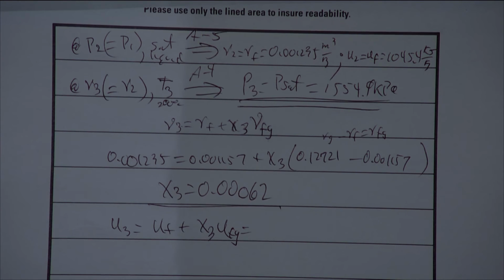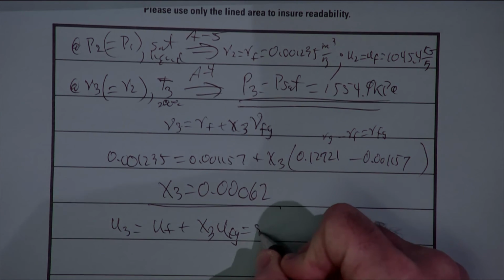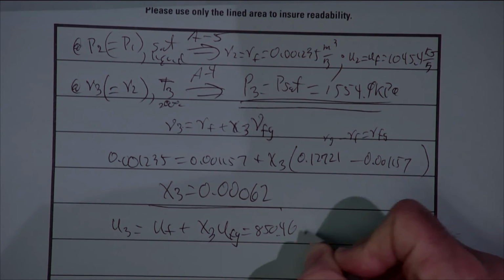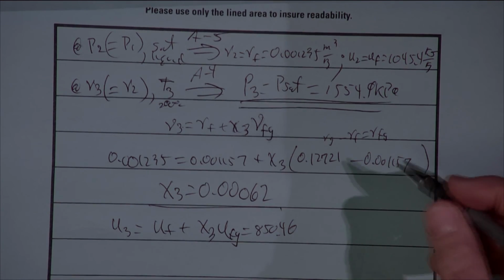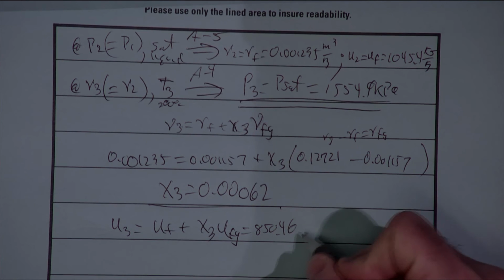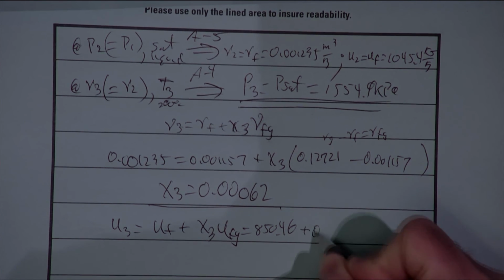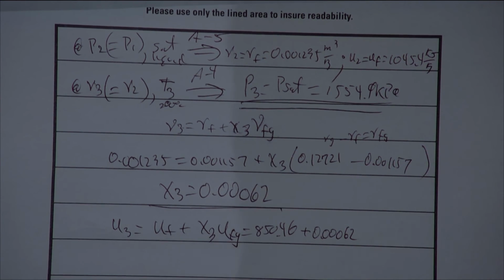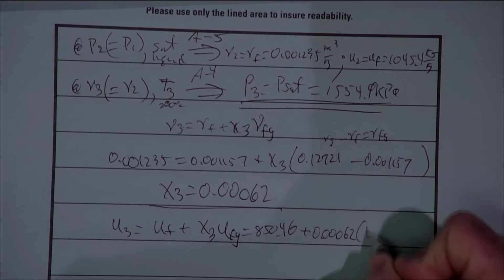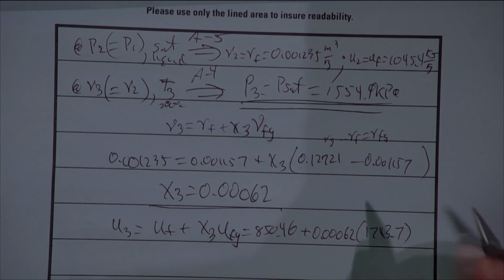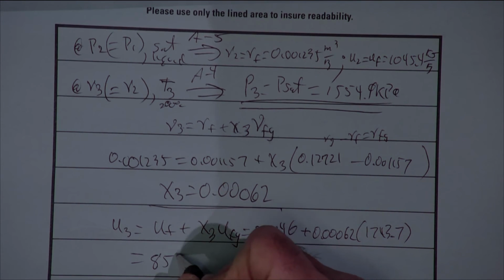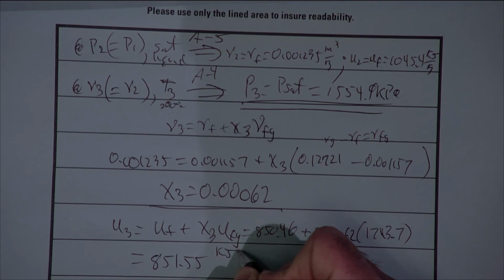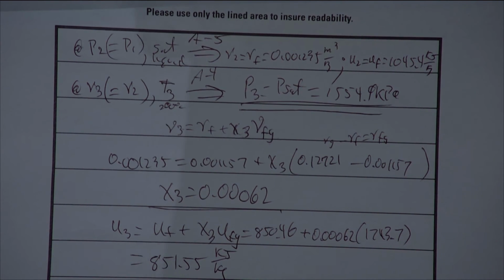UF is 850.46. Actually, we had that from before, didn't we? Oh, no, we didn't. We're at a lower temperature, so we didn't have that from before. The quality is 0.00062. UFG is 1743.7. And if we just go through our math here, we get 851.55 kilojoules per kilogram.